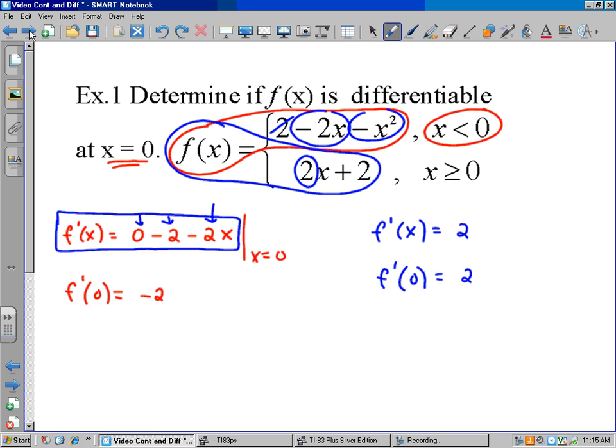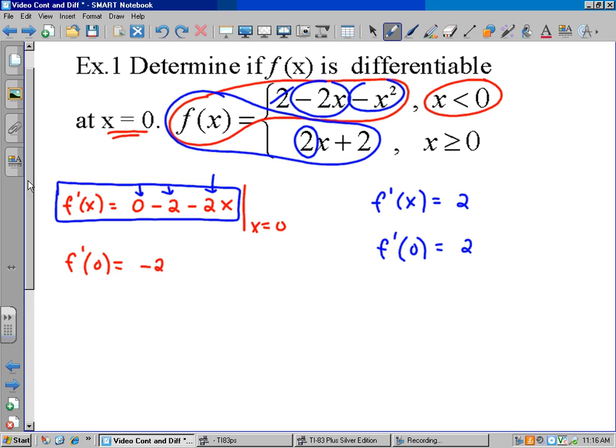All right, so at x equals 0, what's my left-hand derivative? Negative 2. At x equals 0, what's my right-hand derivative? Positive 2. That's not going to work. It's not differentiable because the left-hand derivative does not equal the right-hand derivative.